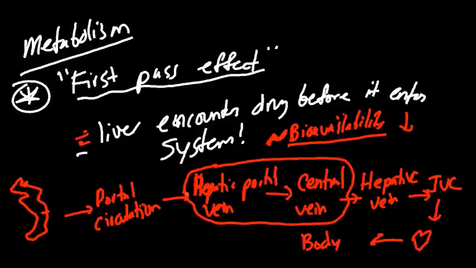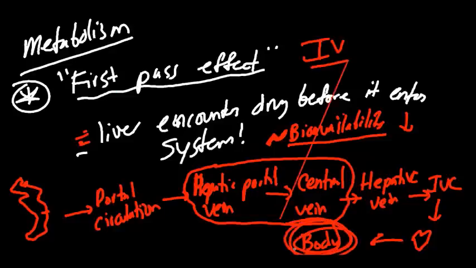Okay, so if we give it via the intravenous route, the IV route, we're going to bypass this first pass effect. It's because if we give it IV, it'll go directly into the body. We don't have to go through the portal circulation. We don't have to go through this whole pathway. IV will go directly to the body. So that's an important concept.